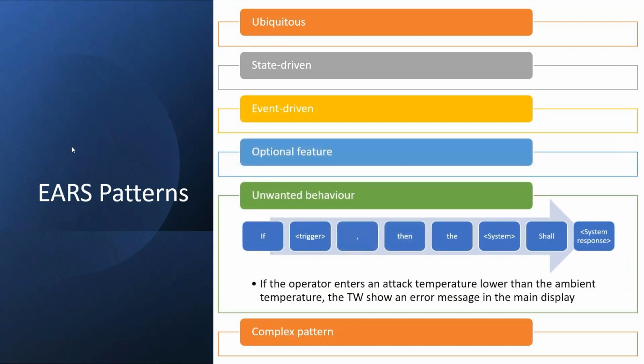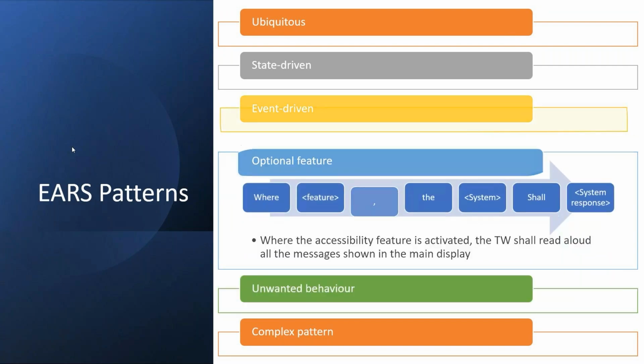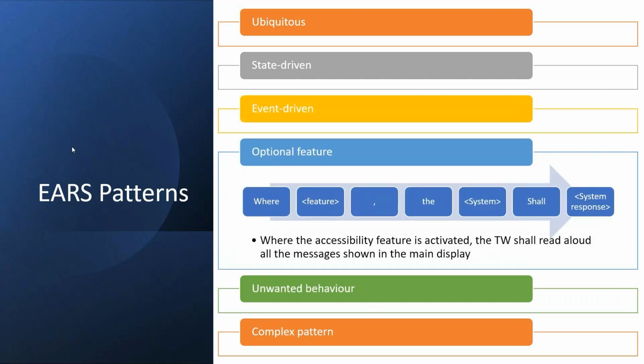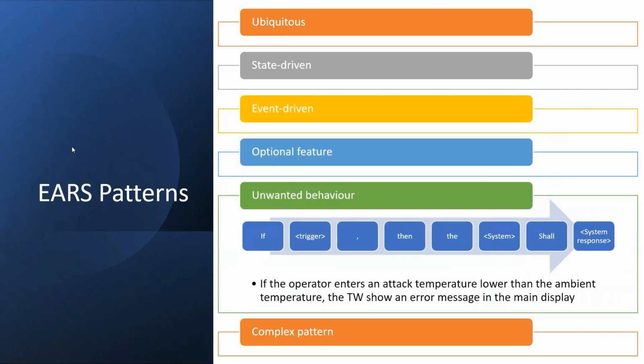Then we have unwanted behavior. To some extent, we can say that unwanted behavior and the event-driven requirements are pretty much alike, right? So both are very similar, with a trigger. The trigger, as happened with the event-driven, is a discrete event. If the triggering occurs, then the system shall provide a response. In this case, as we like, informatics people, as we like, after the if, we have the then, so we like it. So we see this then in this particular pattern, not in the event-driven.